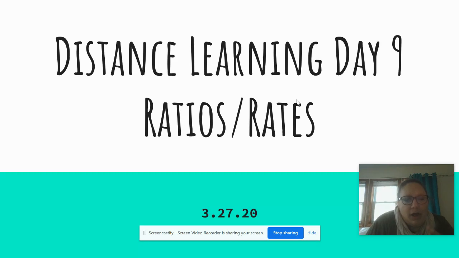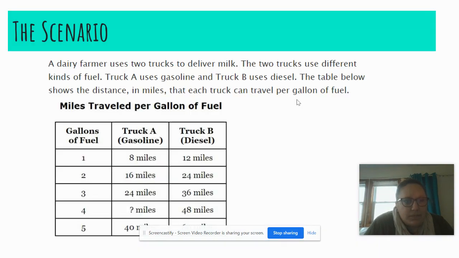Today we're going to go back and talk about ratios and rates, and again, keeping up with our open response questions to keep us writing and thinking about those types of questions. All right, so let's get started.